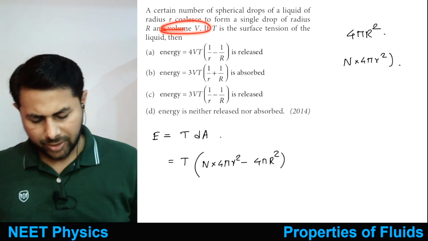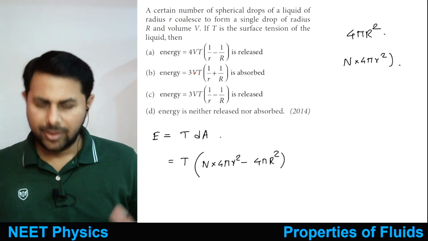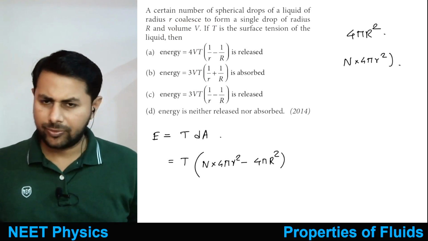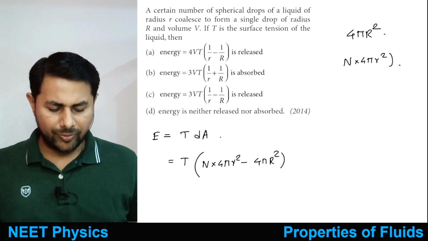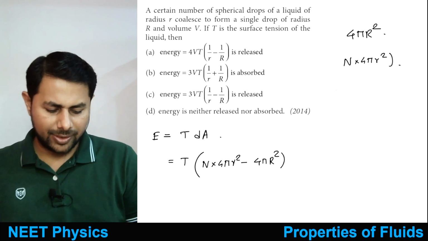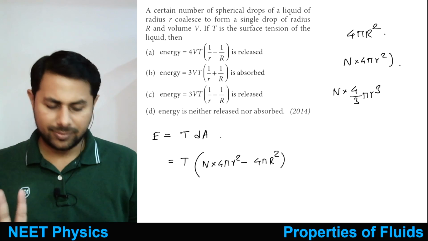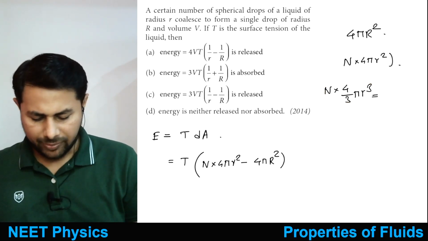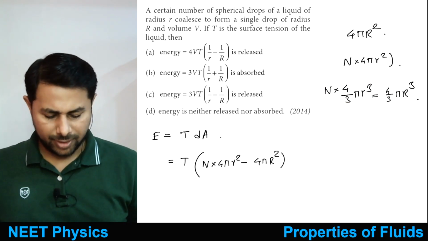The volume is also given, and in all of the options volume is there. That means somehow we need to adjust volume here, right? So what would be volume? Volume would be same, right? So volume of n small drops is n times of 4 by 3 pi r cube, and that will be equal to volume of one big drop. So that is equal to 4 by 3 pi capital R cube.